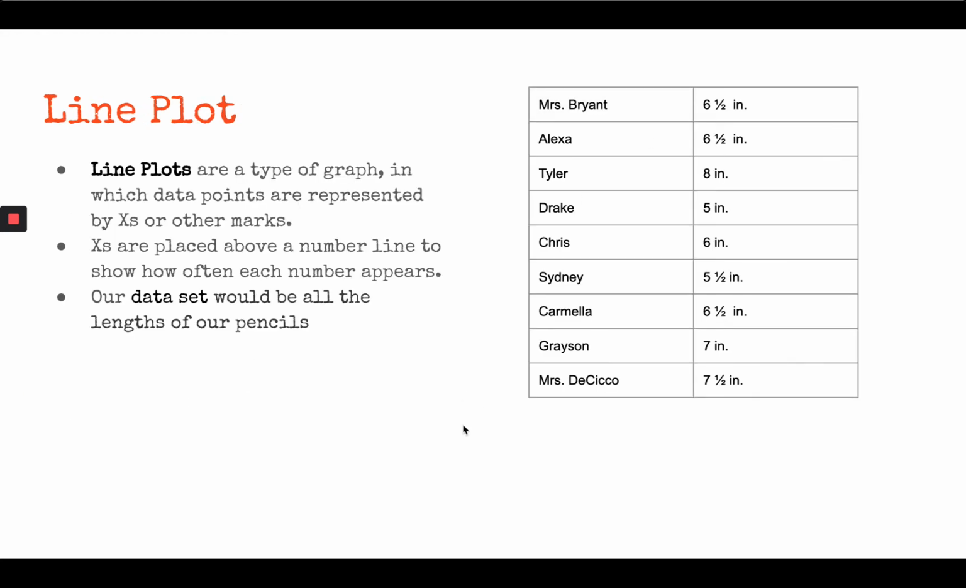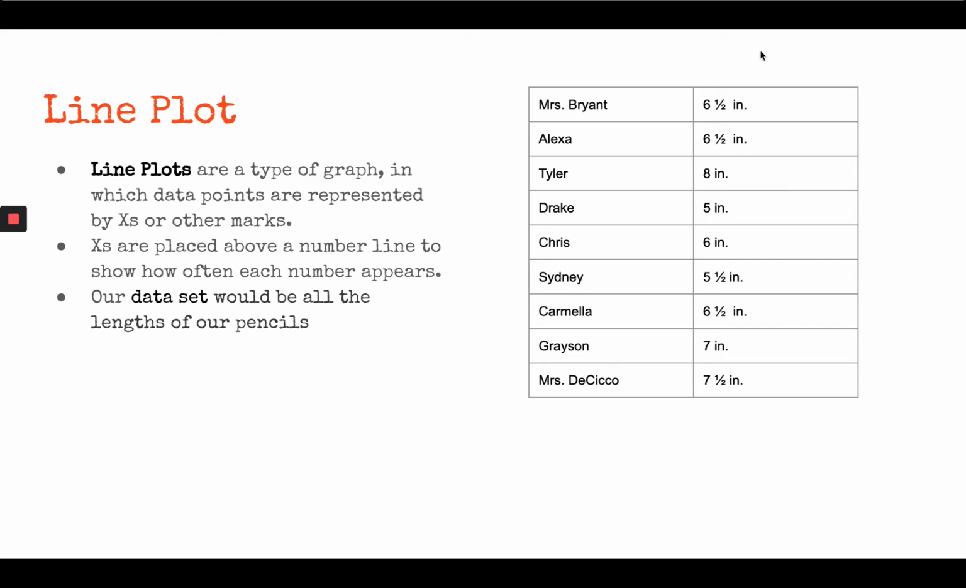Okay, so line plots are a type of graph in which data points are represented by X's or other marks. You're going to typically see X's used to mark those. X's are placed above a number line to show how often each number appears. Our data set would be all of the lengths of our pencils. So in class, I normally would have you measure your pencil and then we would take data on that. But obviously we're not in class. So I just kind of put your names on my list and I gave you some pencil lengths, okay? I'm going to assume that your pencils are this length.